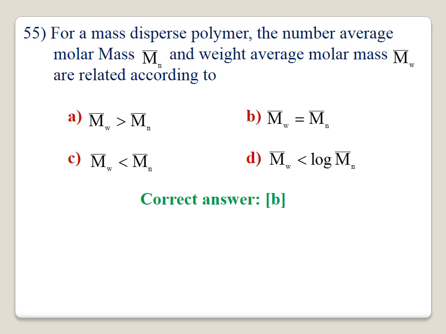55. For a mass of dispersed polymer, the number average molecular mass Mn and weight average molar mass Mw are related according to the option. The B is correct. Mw will be equal to Mn. Both are equal. Option B is correct.